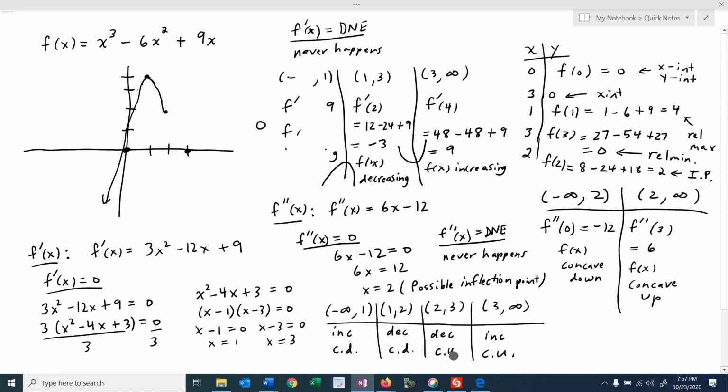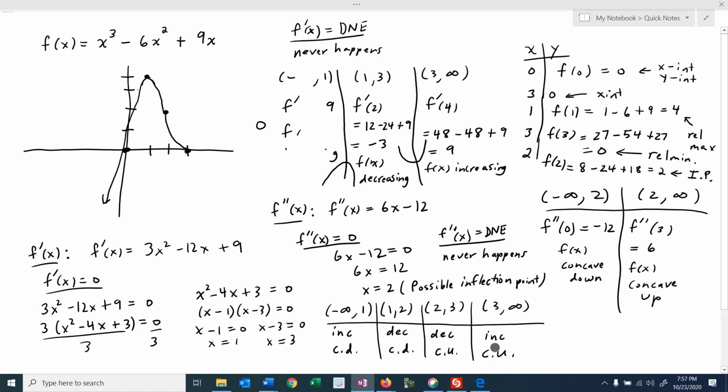Okay, and then between 2 and 3, it continues to decrease. So between here and here, it's continuing to decrease. It's now doing it in a concave up fashion. So it's decreasing this whole way. It's concave down in here, and then it changes concavity right at this point. That's why that's an inflection point. 2, 2 is the inflection point. So the concavity changes, and now you have to draw it as concave up. Like that.